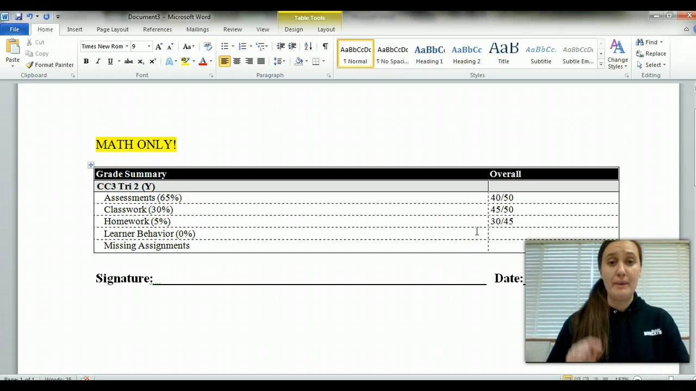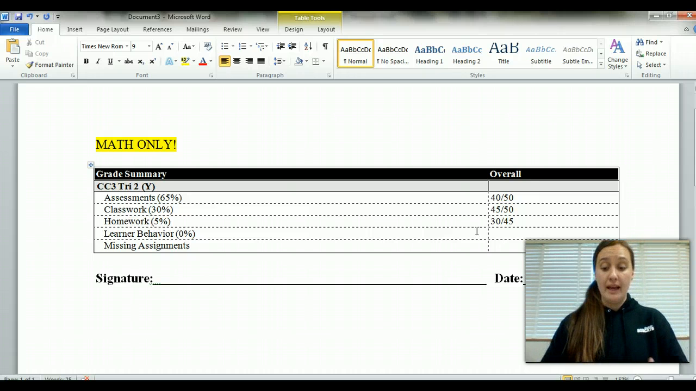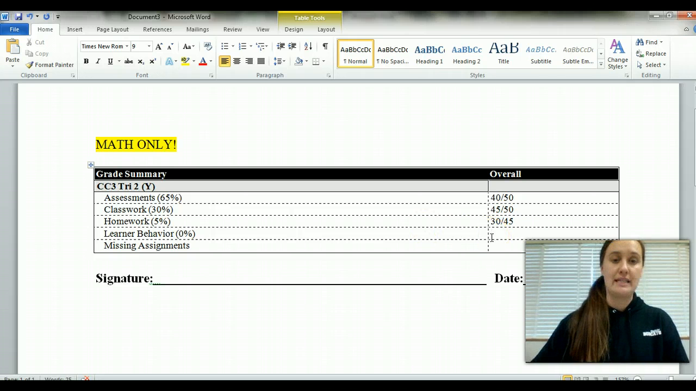Learner behavior comes from: is your student getting signatures? Are they doing video notes? Are they coming prepared to class? Again, that's not going to affect their overall math score, how they're doing academically in math. This is just to show you, hey, they're not getting signatures or they're not doing video notes if that score is low. If that score is high, then they're doing good and they're on track. But please pay attention that the learner behavior is at 0% and is not affecting their overall math score.